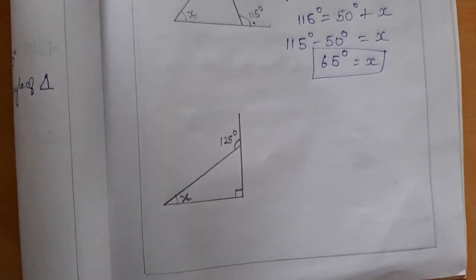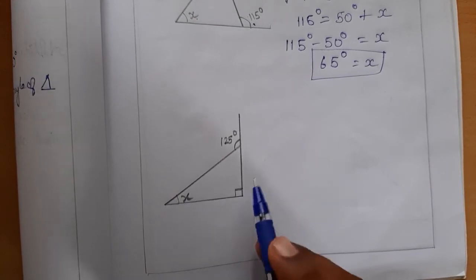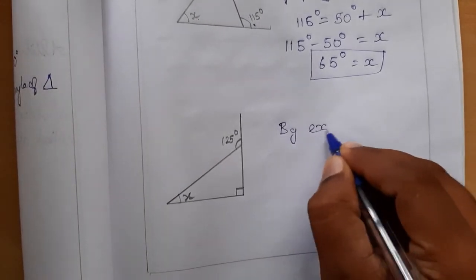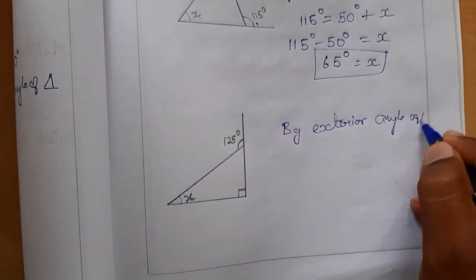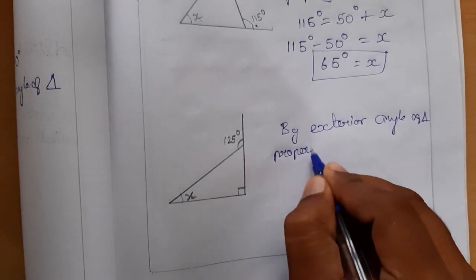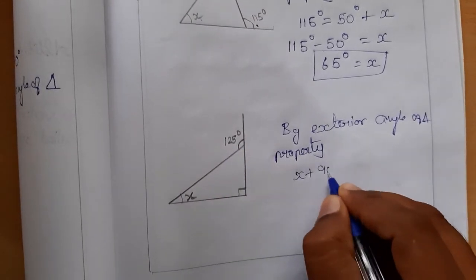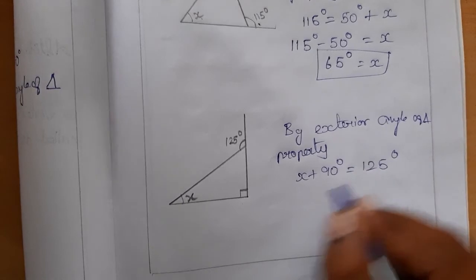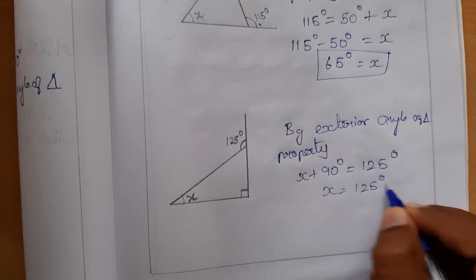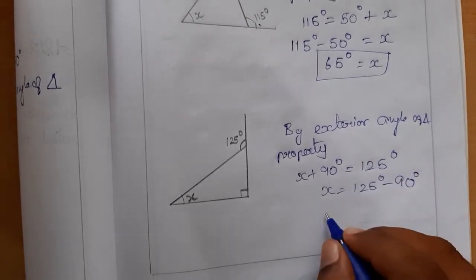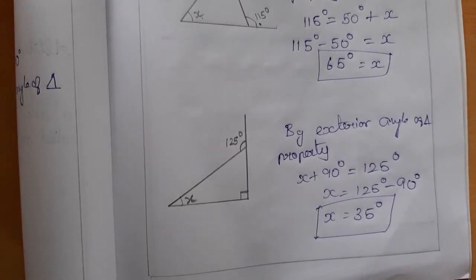The next one, the same: the exterior angle is given and one interior angle is given as a perpendicular, that means 90 degrees, and we have to find x. Same, by the exterior angle of a triangle property, we can say that x plus 90 degrees is equal to 125 degrees, right? Here it's 90 degrees, given as a perpendicular. So x is equal to 125 degrees minus 90 degrees. So x is equal to 35 degrees. Clear? Thank you.